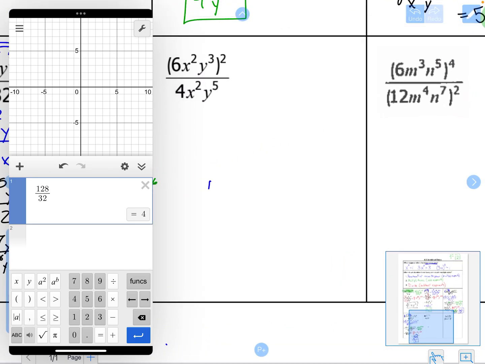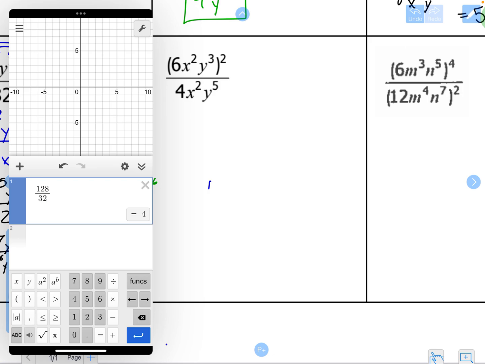All right, I want you to try these next two on your own and check the completed notes on Canvas.